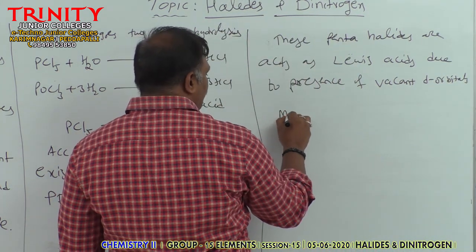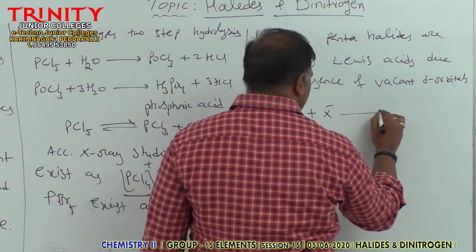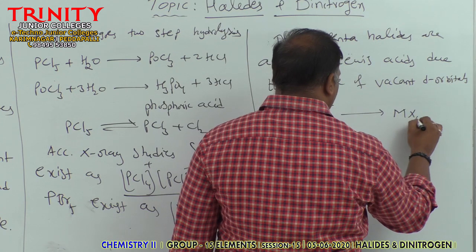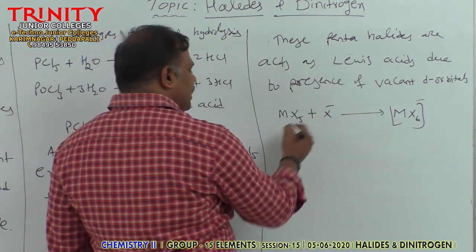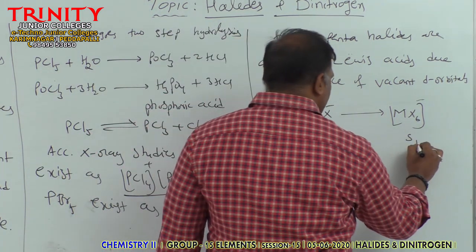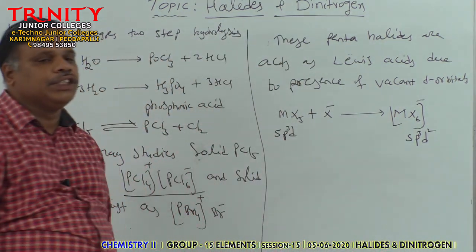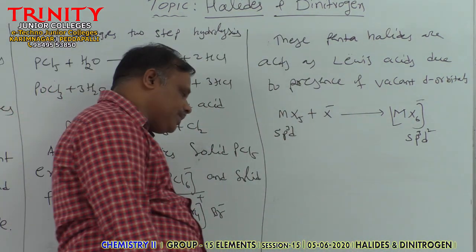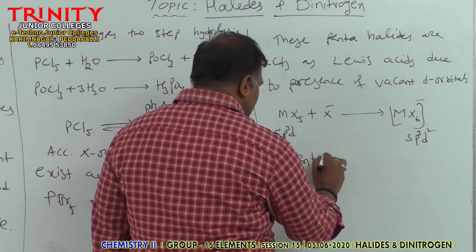Therefore MX5 plus X minus gives rise to MX6 minus. Here the hybridization changes from sp3d to sp3d2, trigonal bipyramidal changes to octahedral. Then pentahalides are more covalent than trihalides.